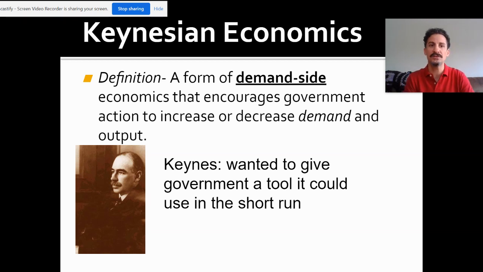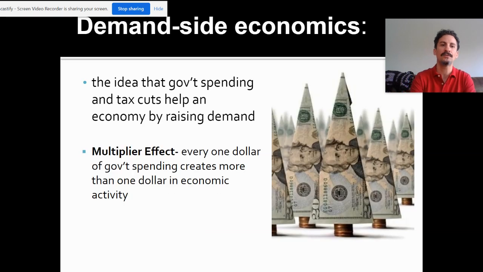Create demand. Encourages government action, increase or decrease demand and output. And in this particular case, Keynes was saying you need to increase demand and output by giving people money because nobody's working and everybody's losing their jobs. So in the short run, can you do something to change this? This is called Keynesian theory. This is the second fiscal policy theory that we're discussing. Increase demand, or you can actually use it to decrease demand. Okay, so the idea that government spending and tax cuts help an economy by raising demand.